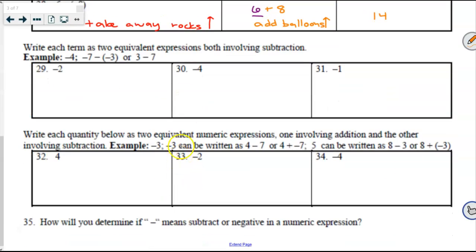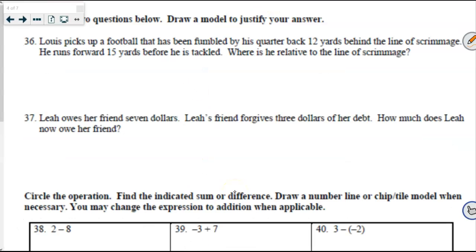Great, we're going to skip the next set, just for the sake of time. I want you to go to 36 and 37. We're going to do some stories. I'm going to go through this rather quickly, just because we are running out of time.